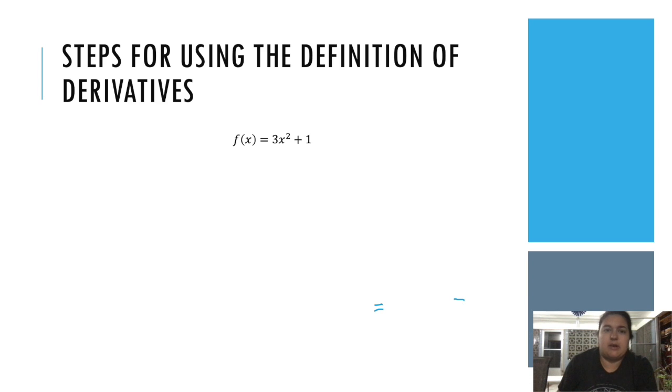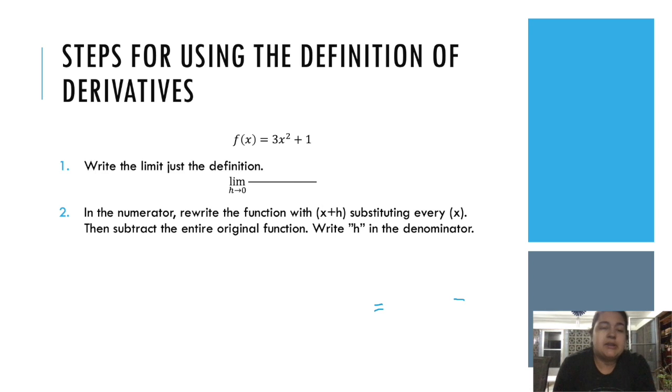Let's look at some steps to help you remember what to do for using the definition of the derivative. So I have my function f of x is equal to 3x squared plus 1. My first step is to write the limit just like the definition. Wow, lots of typos today. So I'm just going to start off by writing that, okay, with my division sign ready to go. And the numerator, excuse me, write the function with x plus h, substituting every x, then subtract the entire original function. Write h in the denominator.